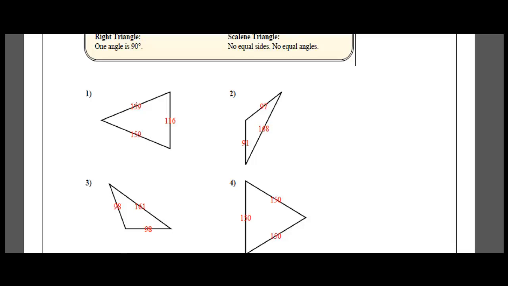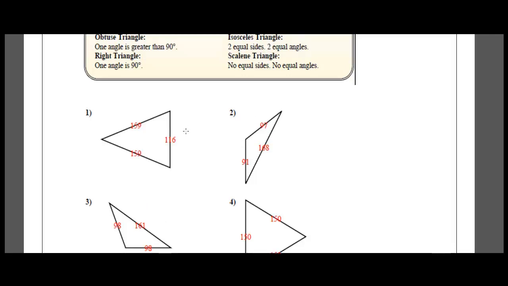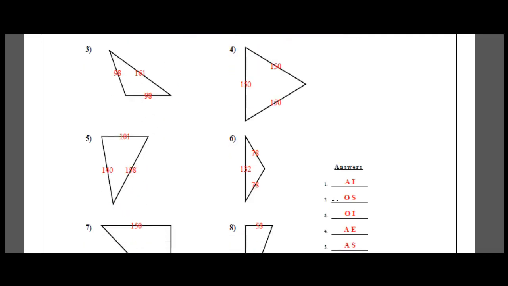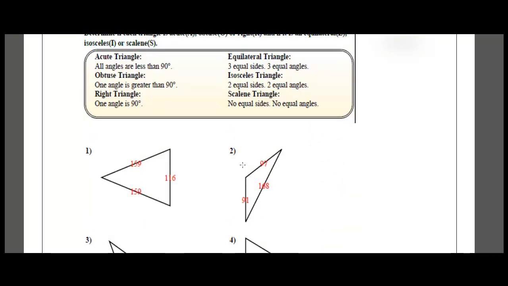So we have here two sides are equal. If it's two sides are equal, we call it isosceles triangle. Okay, let's check the angles. Here all the angles are smaller than 90, so we call it acute triangle. Okay, so it's acute and isosceles, A and I.